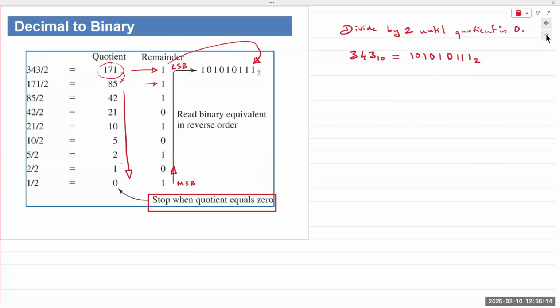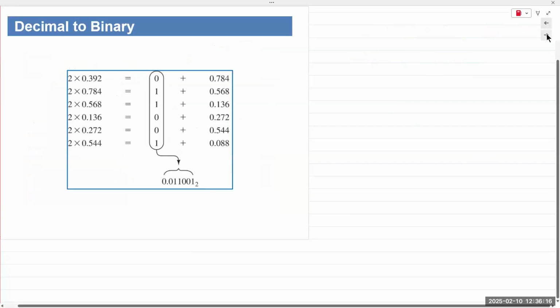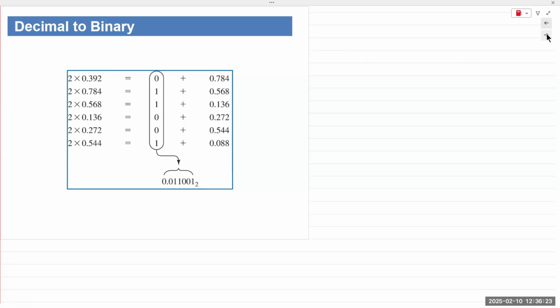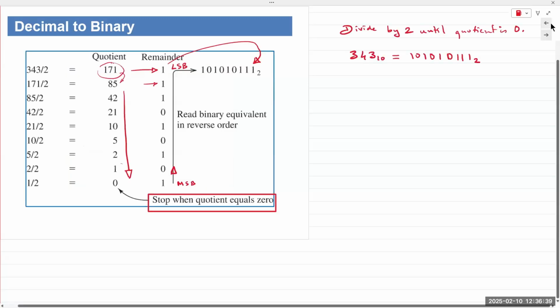Then there is some math implementation for decimal places. We multiply by 2. So if we are starting with... was there any question before I move on?